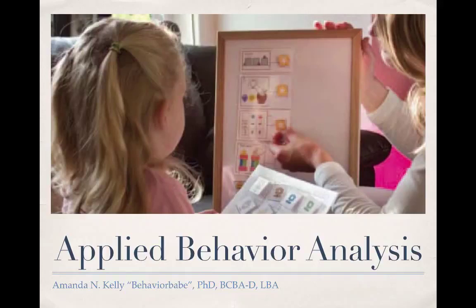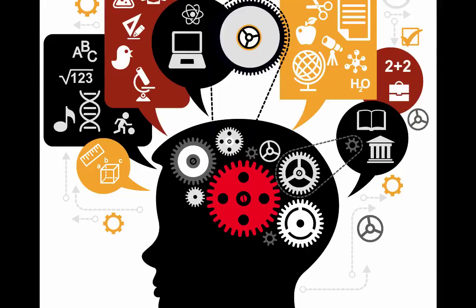Okay, let's talk about applied behavior analysis, or ABA, what it is and what it could look like. First off, let's just start with the definition. Applied behavior analysis is the scientific study of behavior. Behavior is defined as anything that is observable and measurable. So something we can see. If we can see it, we can measure it, we can change it.